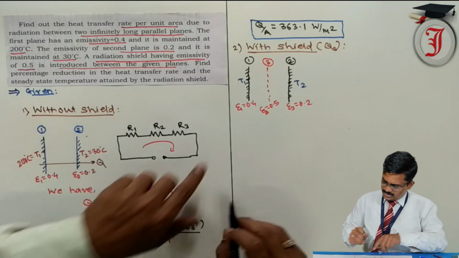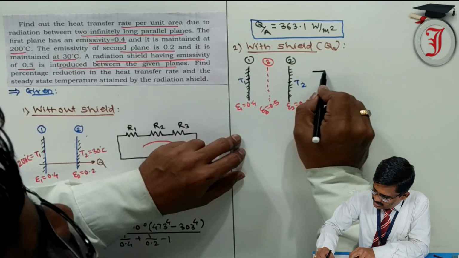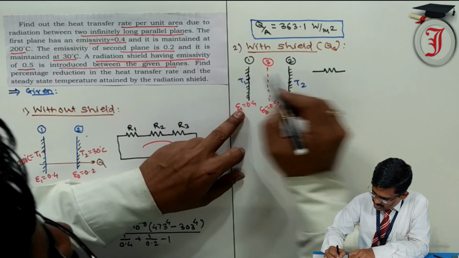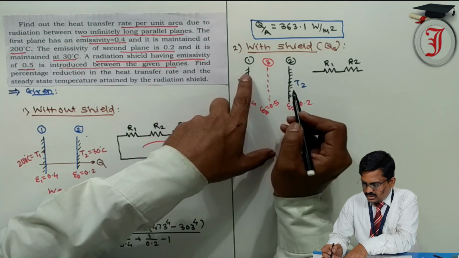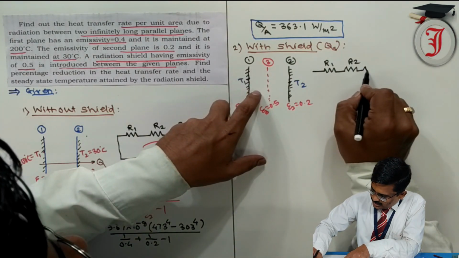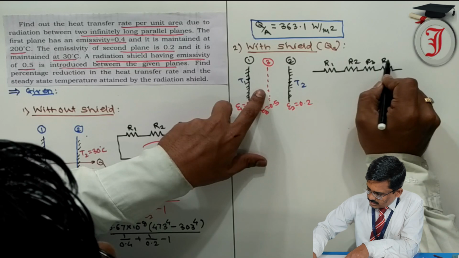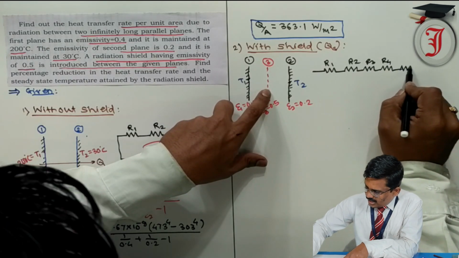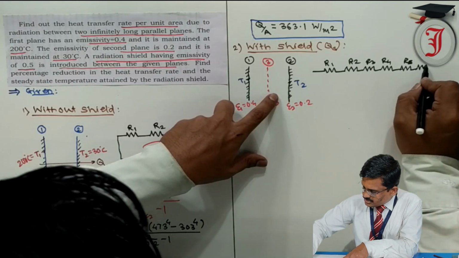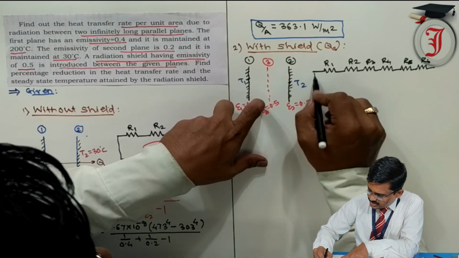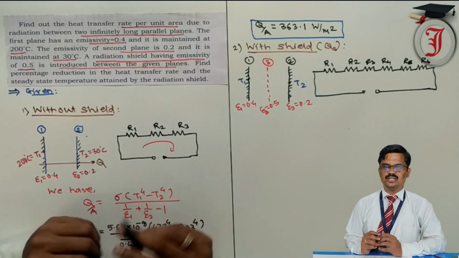So let us draw the electrical circuit. Whenever a radiation shield is inserted, we have 6 resistances. This is R1, surface resistance 1, then R2, which is the space between surface 1 and the shield, then R3, the left surface of the shield, R4, the right surface of the shield, then R5, which is a space resistance, and last is R6, the surface resistance of the second surface. So let us now calculate the rate of heat transfer.